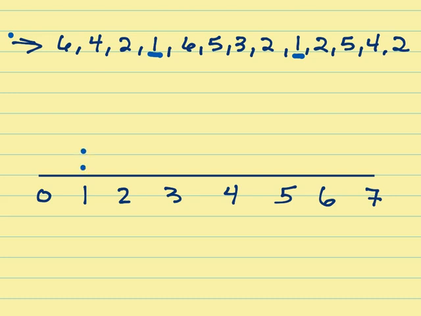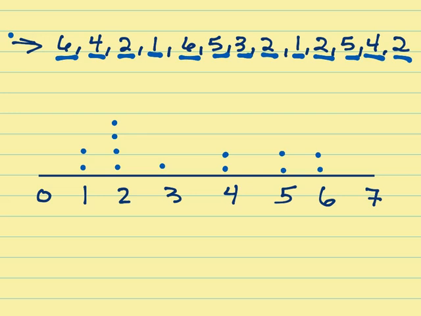All right, 2, 1, 2, 3, 4. All right, my 3s, 1. 4s, 1, 2. 5s, 1, 2. 6, 1, 2, and then no 7s.